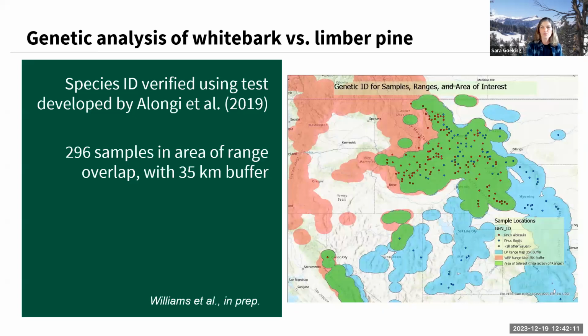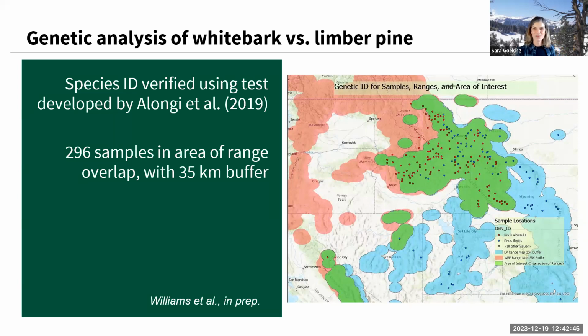One thing that we've also been doing is collecting samples and sending them. I mentioned Matt Lavin's lab at Montana State. He's been using the test developed by Franklin Alongi et al. to verify the species identifications. We had almost 300 samples that were collected for a different purpose about 10 years ago, and they were collected from all FIA plots of all species.